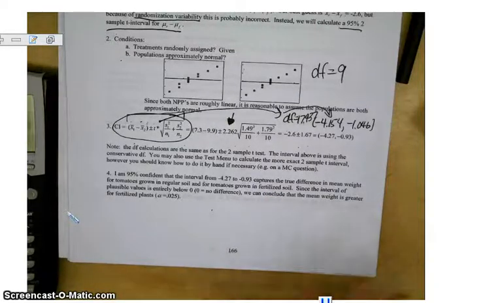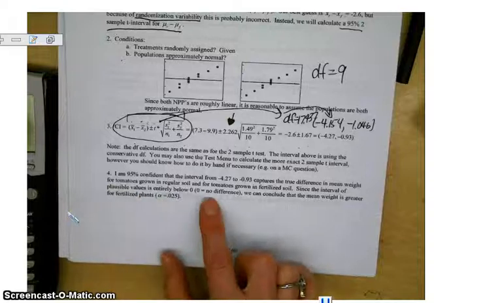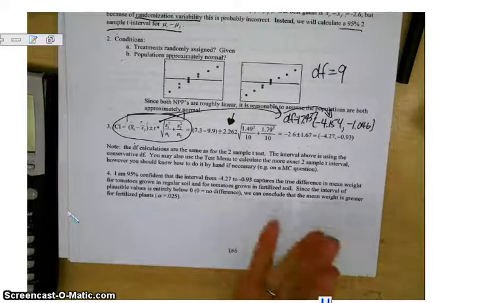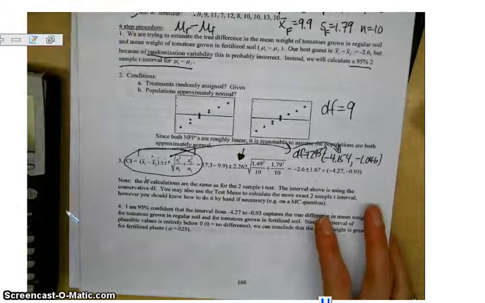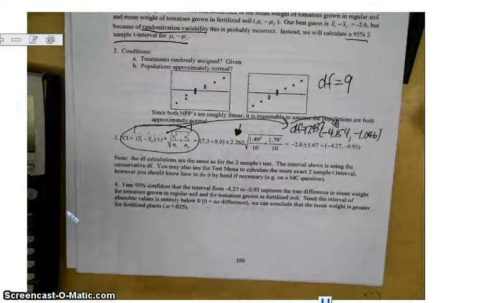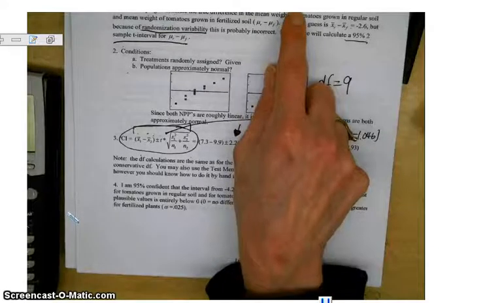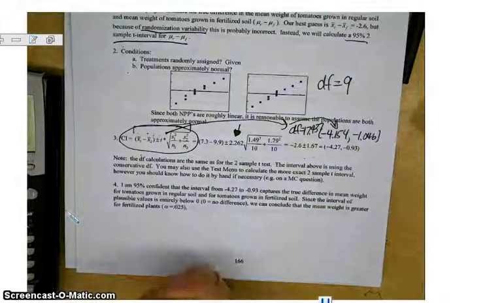Now, since the interval of plausible values is entirely below 0, if the difference is 0, if I subtract these two averages and get 0, that means there is no difference between the two things. If the value is all negative, it means the second one is higher. If it's all positive, the first one is higher. Does that make sense? Just rules of subtraction.